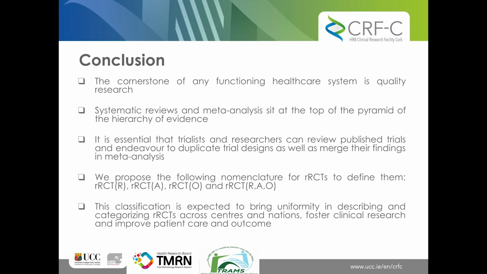So where a registry is used for recruitment, include RCT-R. If it's used for randomisation, use RCT allocation. For outcome measures, and we would suggest for all outcome measures, not just primary, we would use RCTO, and include RCTO or AO if you are using a registry to power recruitment, randomisation and outcome measures.